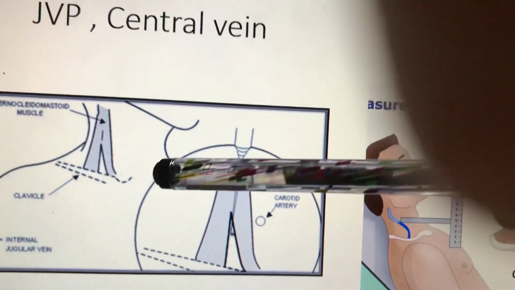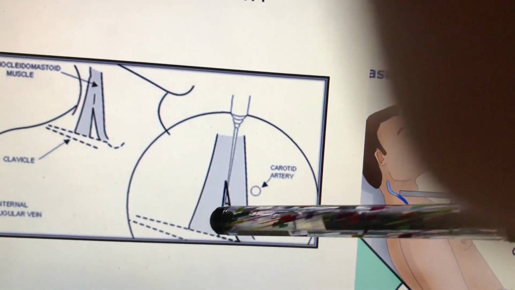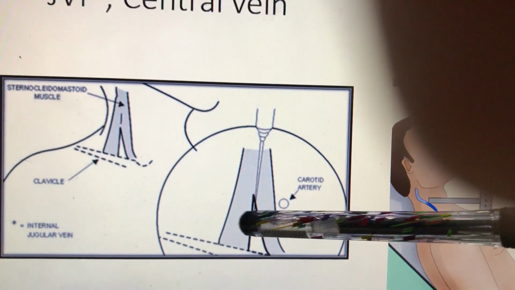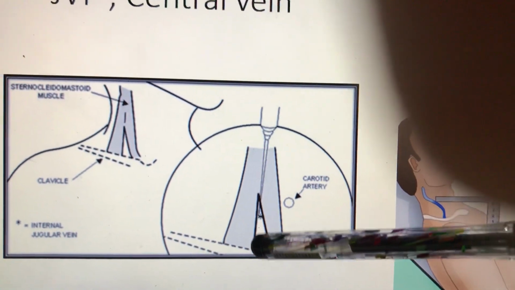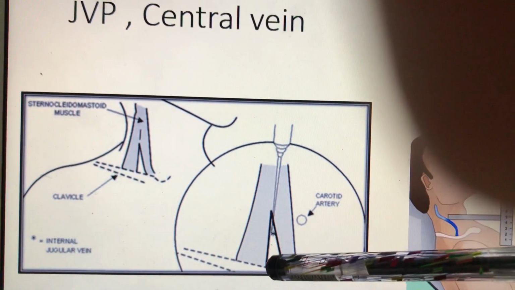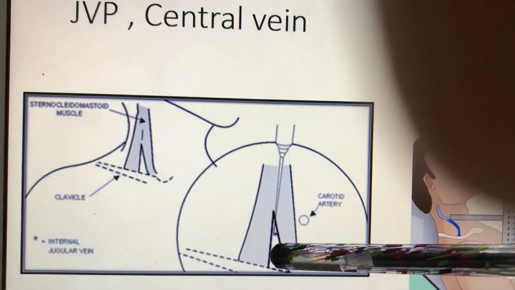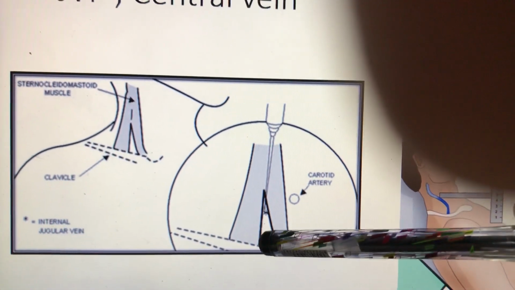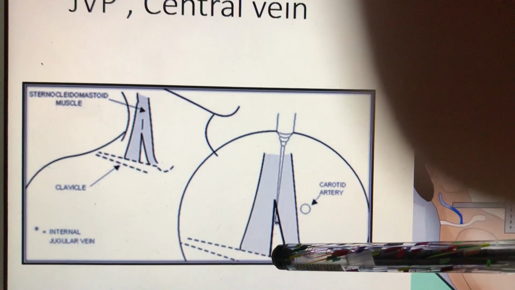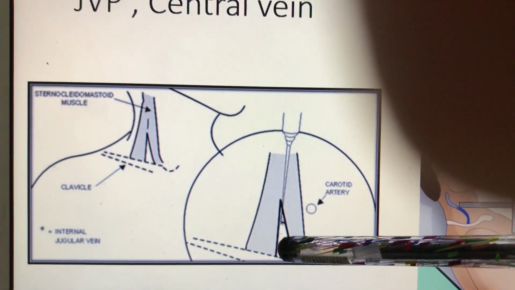Next one is internal jugular vein. Everybody knows there are two heads for the sternocleidomastoid. Between the two heads, the most important vein, the internal jugular vein, is formed. You can see the internal jugular vein. So this place is used for central vein catheterization. So internal jugular vein can be easily approachable in this area.